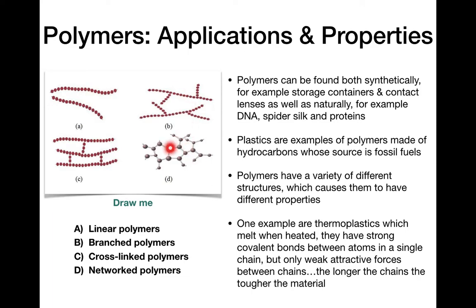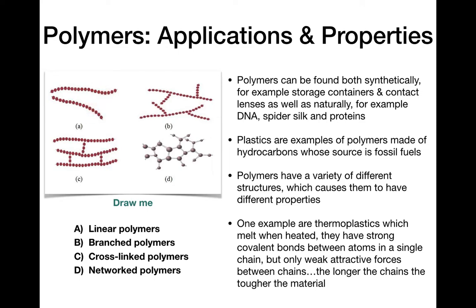So depending on what kind of chains you have in the polymer and how long those chains are, that will affect the properties of the polymer. A great example of this is thermoplastics. Thermoplastics are plastics that will melt when you heat them up. They have really strong covalent bonds between the atoms, but it's a single chain, so it's a linear polymer like this. And the attraction between the chains is quite weak.